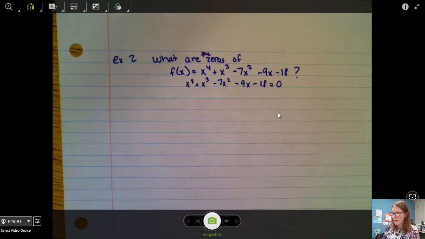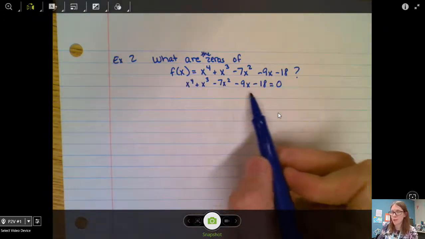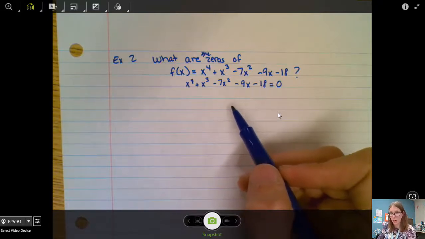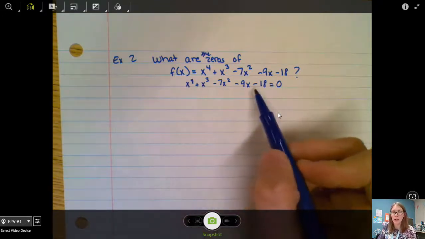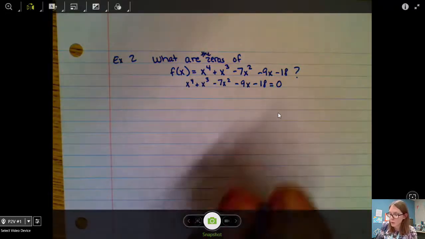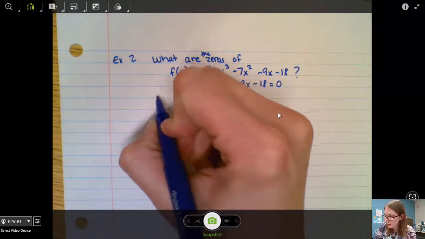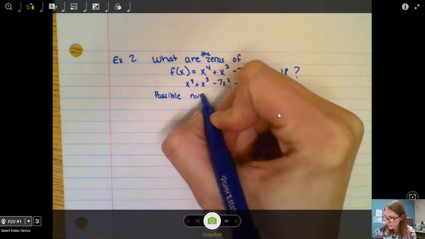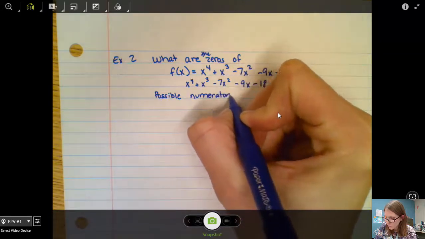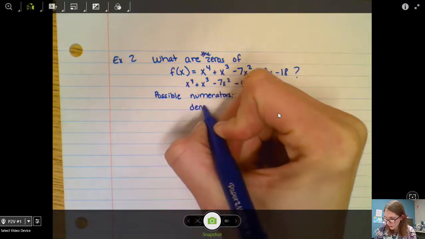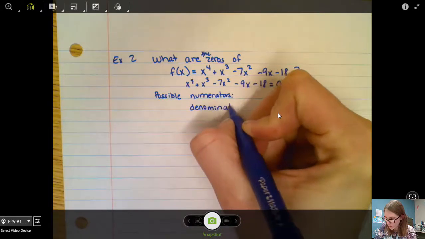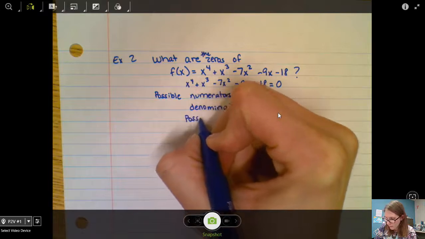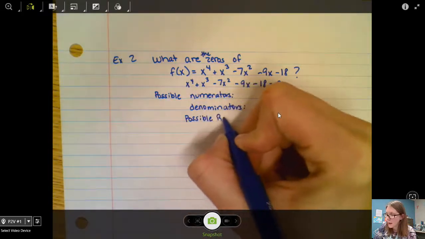Now, if I look at my equation here, I have 5 terms. There's no way we can factor this by grouping, and none of the other strategies that we know would help us solve this equation. So that's where we have to use our rational root theorem. So possible numerators. List out our possible denominators. And list out all of our possible rational roots.